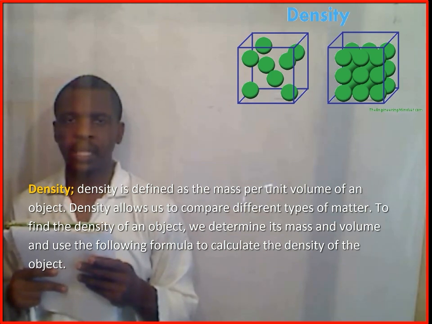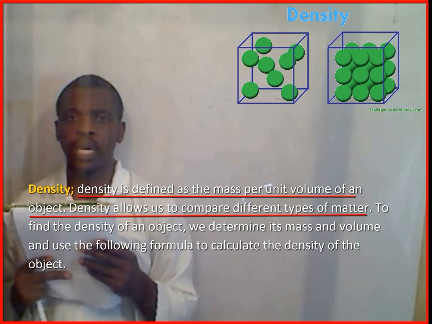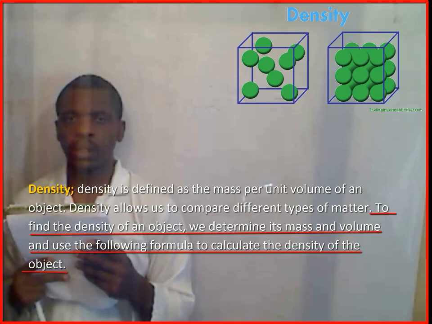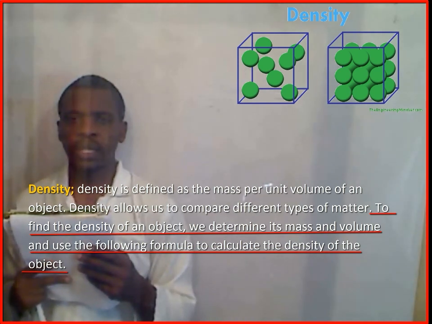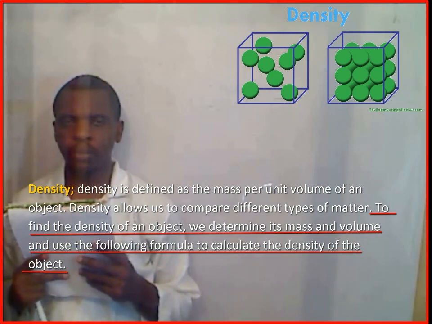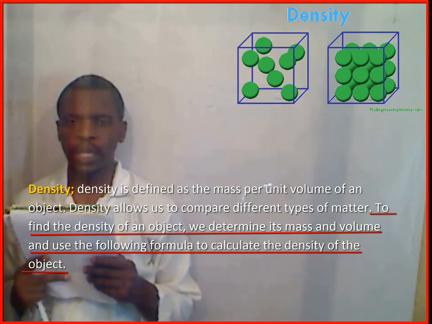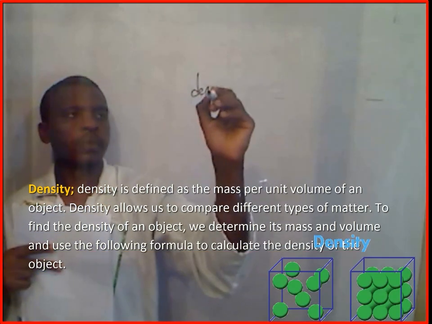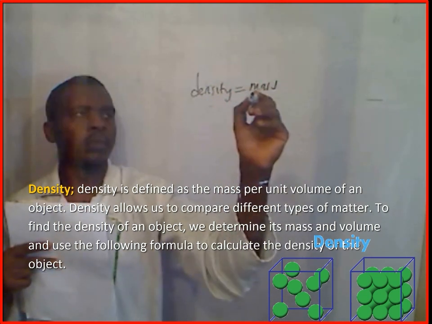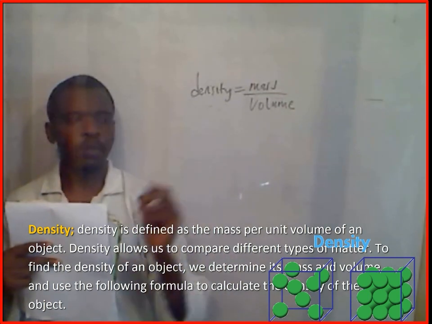Density is defined as mass per unit volume of an object. Density allows us to compare different types of matter. To find the density of an object, we determine its mass using a balance. We equally determine its volume and then use the following formula to calculate the density of the object. Density is equal to mass over volume.